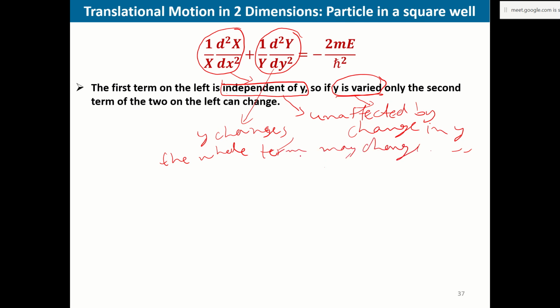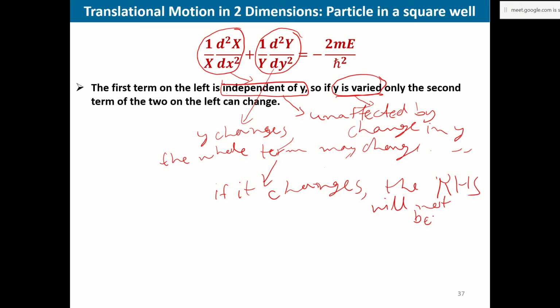But if it changes, then if you look at the right hand side, the right hand side is constant, which means this should not change either. So in this case, if the whole term changes, then you will also have a change in the overall result, and the RHS will not be constant.